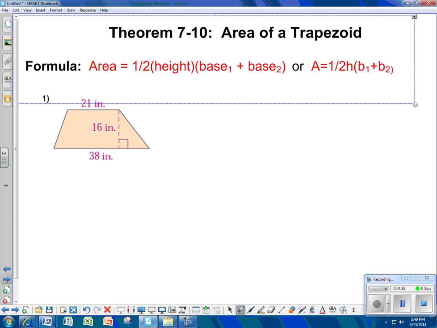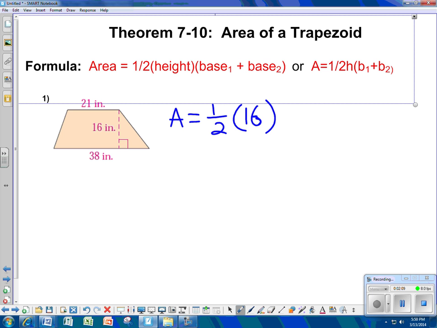So to start our formula, I'm going to go ahead and write A for area. And that equals 1/2 times the height, which is 16. And then the next part of the equation talks about base 1 plus base 2.